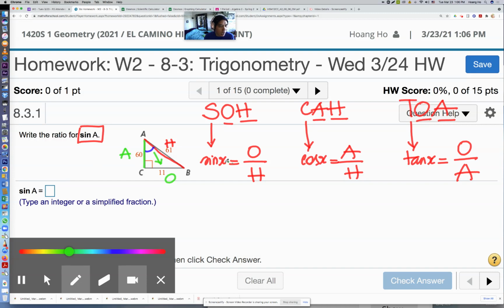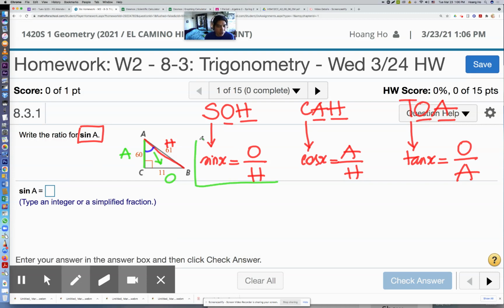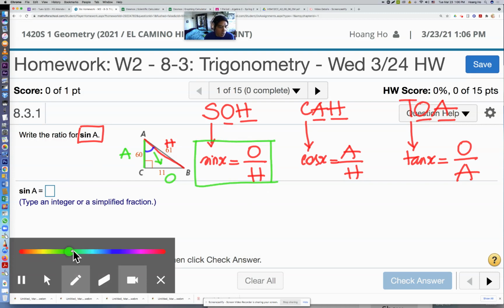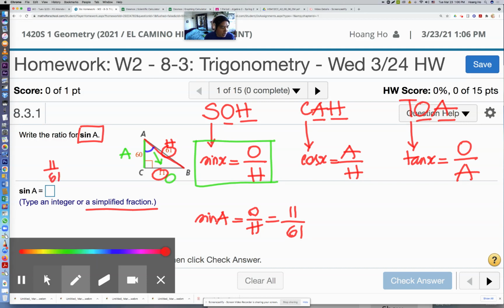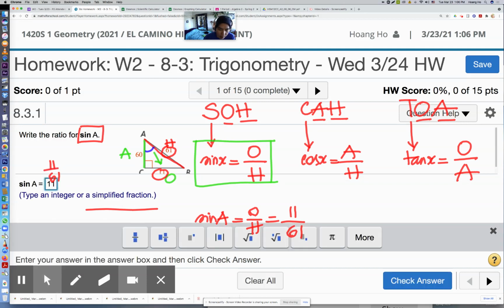So they ask you to find sine. You've got the formula right here. Sine equals opposite over hypotenuse. Opposite is right here, 11, and hypotenuse is 61. The answer has to be a simplified fraction. This 11 over 61 is already simplified, so that is your answer, 11 over 61. And then you're done.